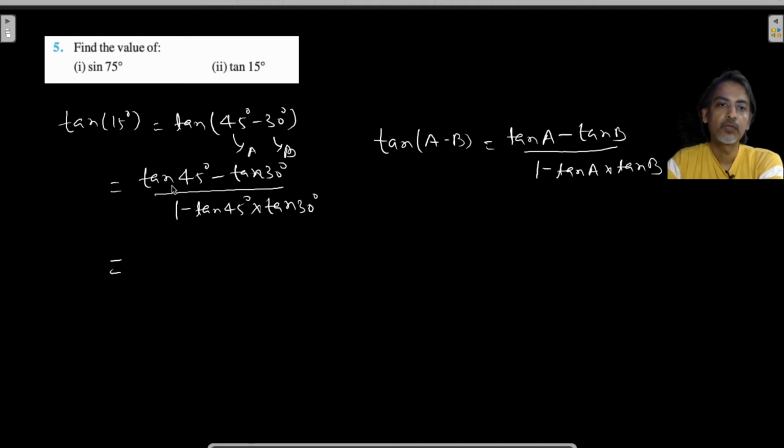We also know the value of tan 45 degree, which is 1. We know the value of tan 30 degree, which is 1 upon root 3.